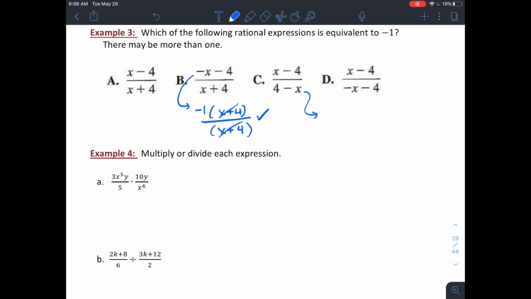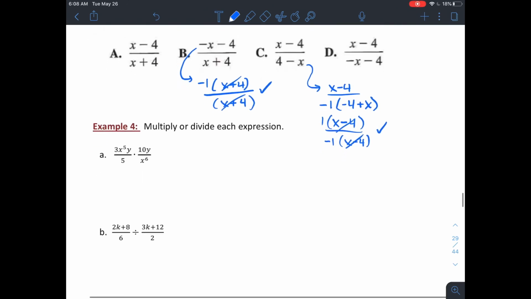If you look at C, it doesn't really look like that would equal -1, but the bottom is actually the exact opposite of the top. So if I factor out a -1, that'll switch my signs to -4 and plus x, and then you have x minus 4 over, I'm just going to reorder it so it's easier to see, a positive x minus 4, and then x minus 4 divided by itself is going to be 1, so you also end up with -1. None of the rest of them are going to give you -1.